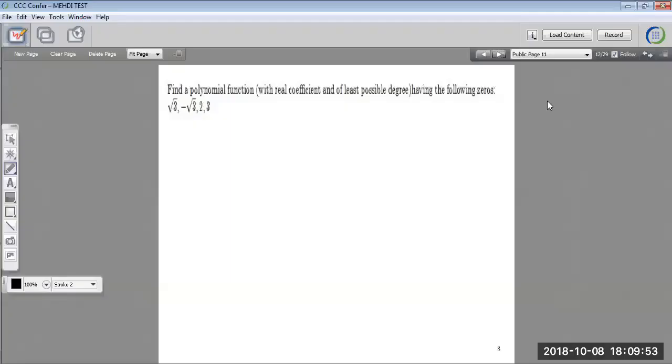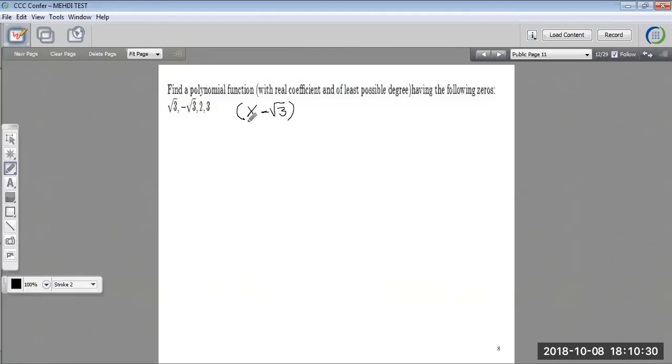Find a polynomial function having the following zeros. So if I know the zeros, or the solutions, are radical 3, minus radical 3, 2, and 3, then I would know the factors of the polynomial. If radical 3 is a 0, one of the factors of that polynomial must be x minus radical 3. Right? Because if I solve this for x, what do I get? x equal to radical 3.